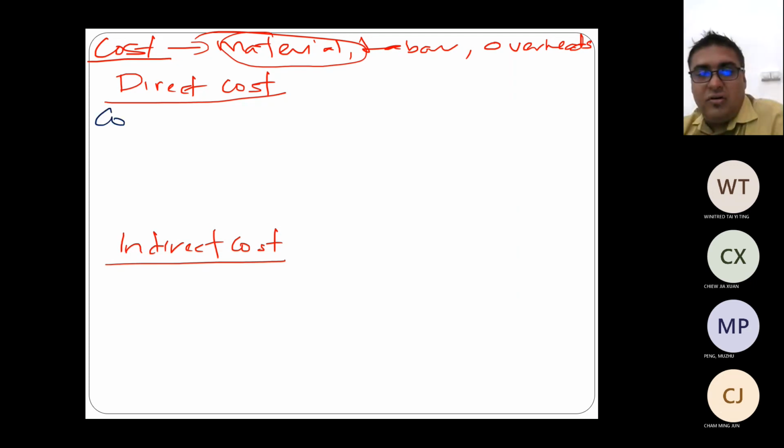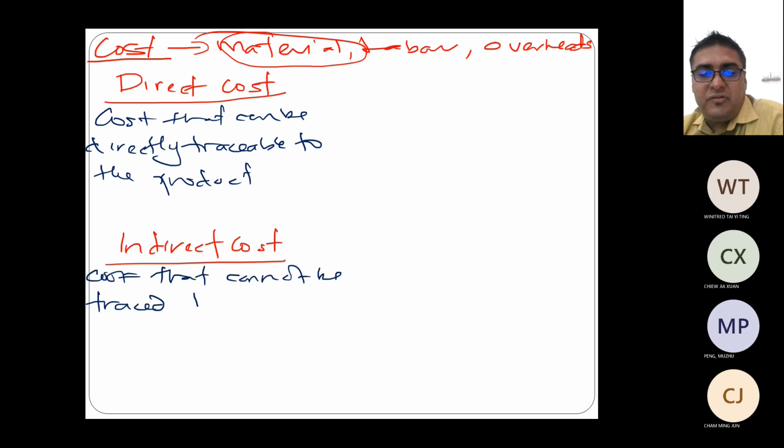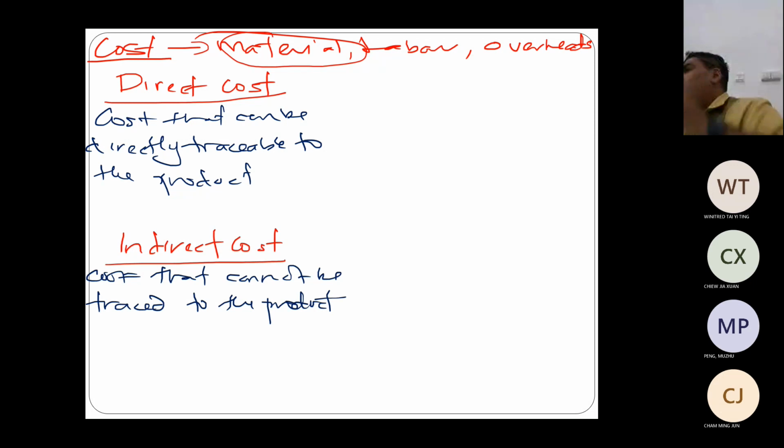Now, direct cost is cost that can be directly traceable to the product. This one is cost that cannot be traced to the product. Now, what are costs that are traceable? What are costs that are non-traceable? Now, you have a table in front of you, correct or not?